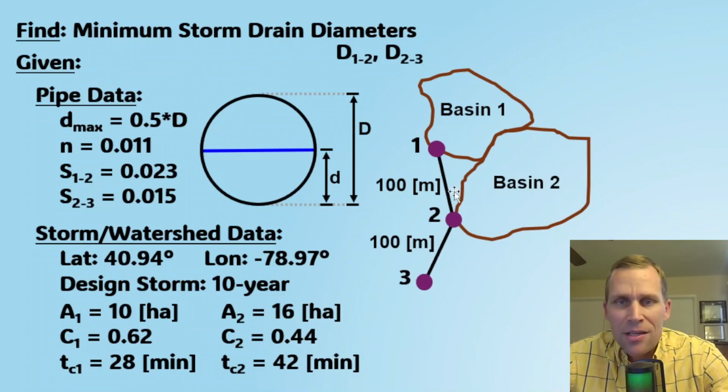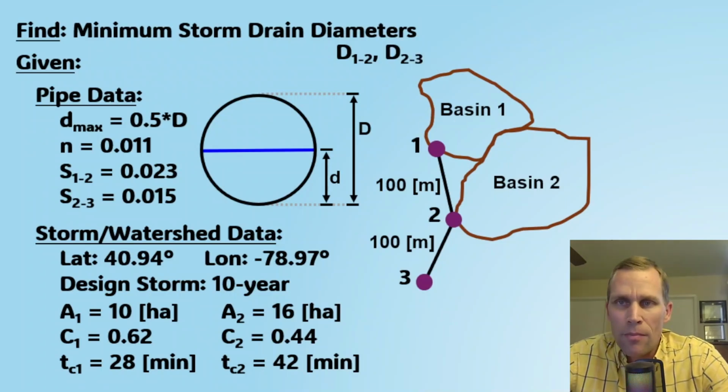My plan of attack here is to work from upstream to downstream, which means we're going to look at basin 1 first, and then size this pipe from 1 to 2, that diameter, and then look at the basin 2 data at peak flow rate, and then add the flow rate to basin 1, figure out what the time of concentration is, and then lastly, determine the diameter for this pipe from 2 to 3, which is D23.